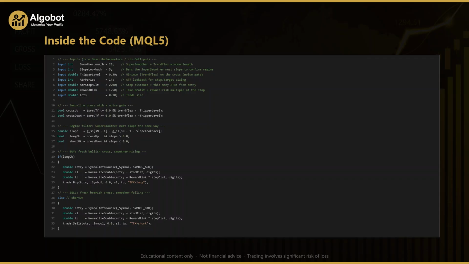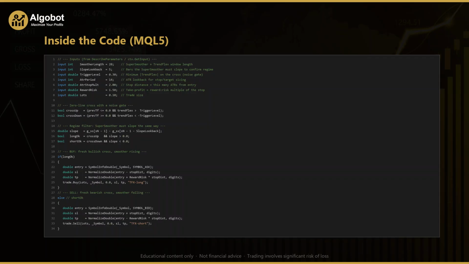Now the two order blocks. In the buy block, when long OK is true, the entry is taken at the ask price. The stop loss is placed one stop distance below entry, and the take profit is placed the reward to risk multiple of that distance above entry, before the trade.buy call sends the order.